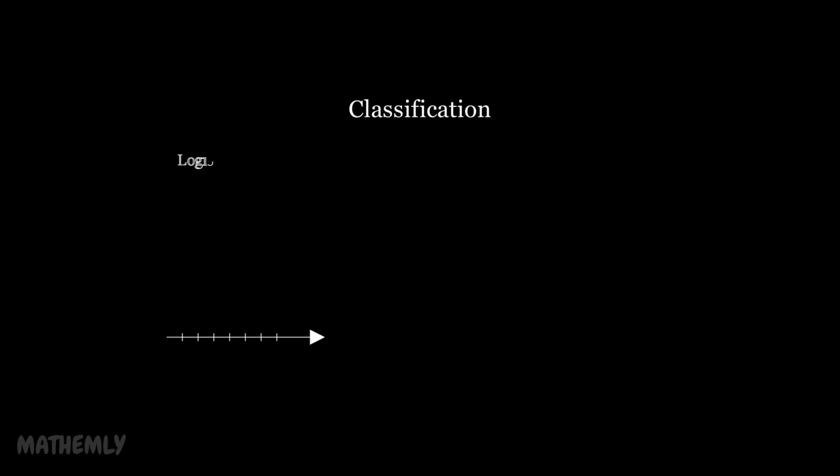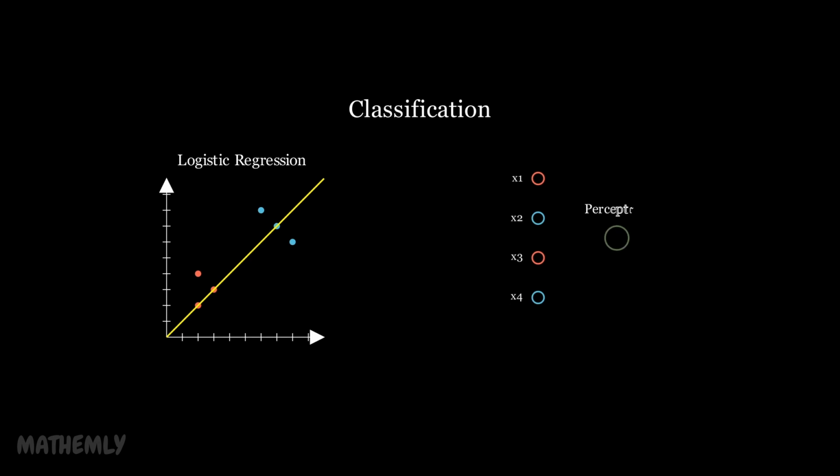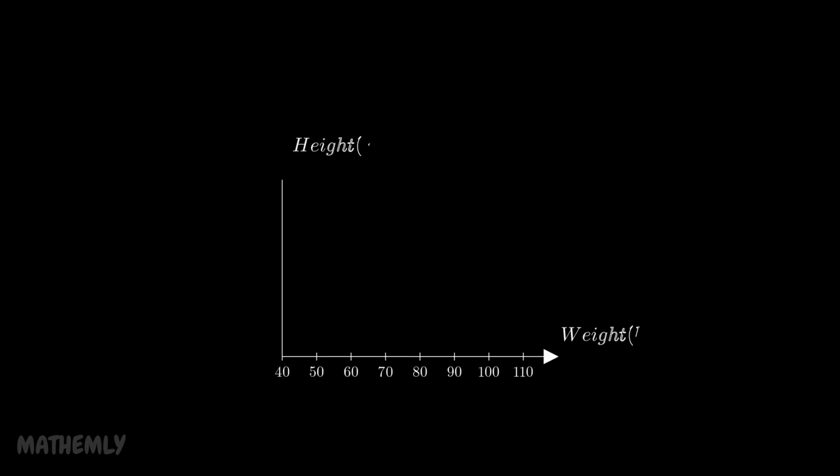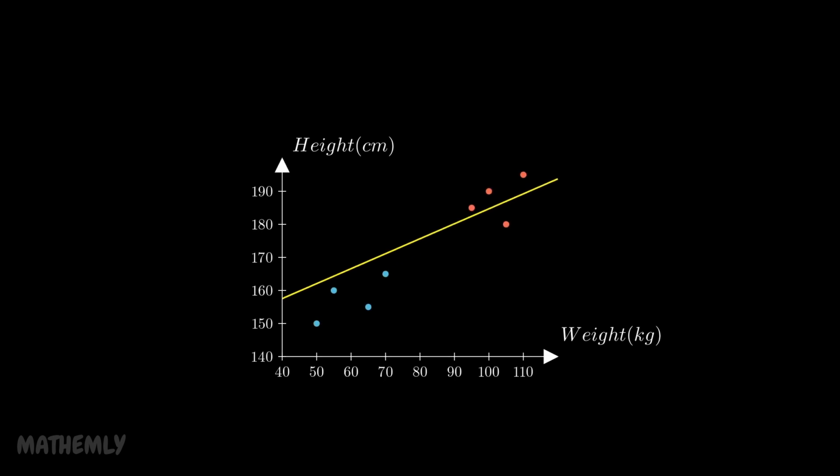Let's begin with a basic model for classification, like logistic regression or a simple perceptron. The goal is to separate data into categories. For example, predicting whether a person has a high or low risk of diabetes based on features like height and weight. These models try to solve the problem by drawing a straight line called a decision boundary that separates the two groups of data points.